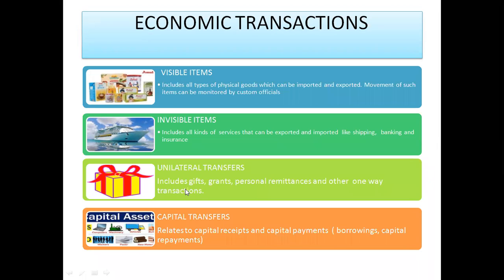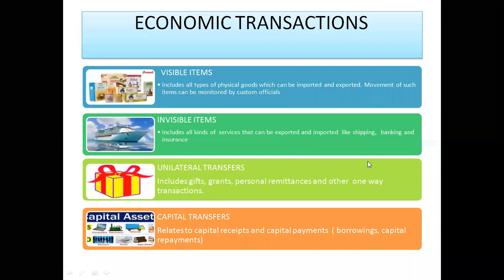So we always have export and import transactions which are purely visible items, because we are talking about goods. So the very first thing that we are writing in the BOP is the import and export of goods. That is the visible items.